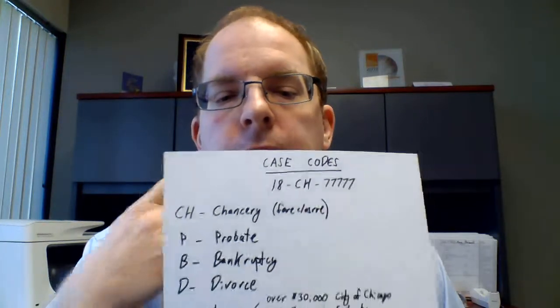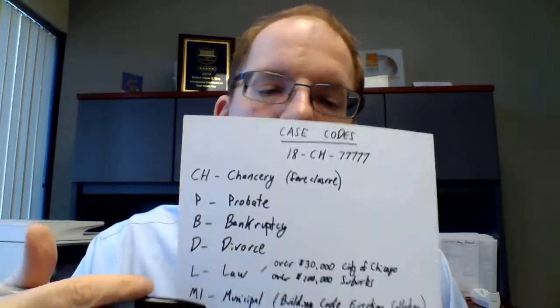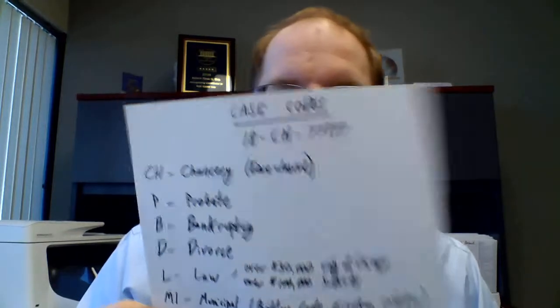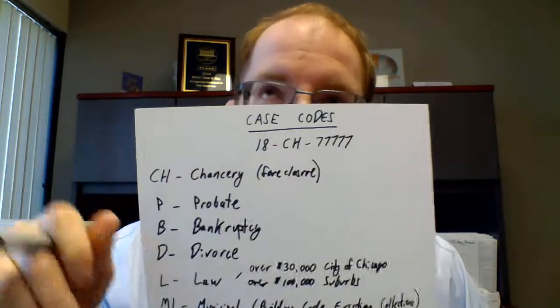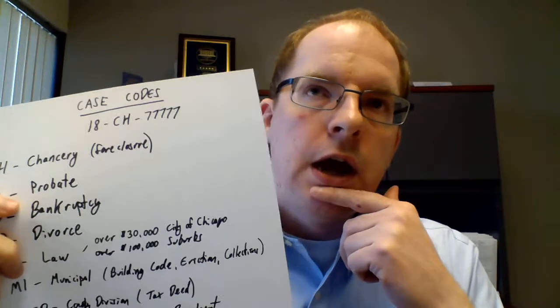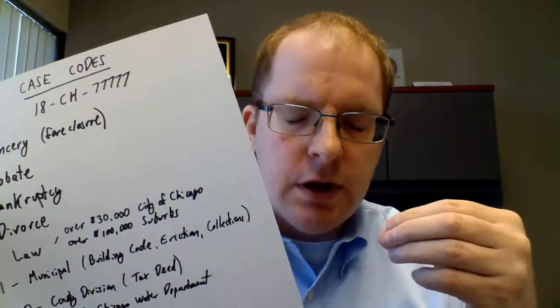What we have next is law. There are two main things you need to know: there's law and then there's muni, which is municipal court, but we call it muni. Law by definition is any case where you're suing someone for money, but the money is a large amount.